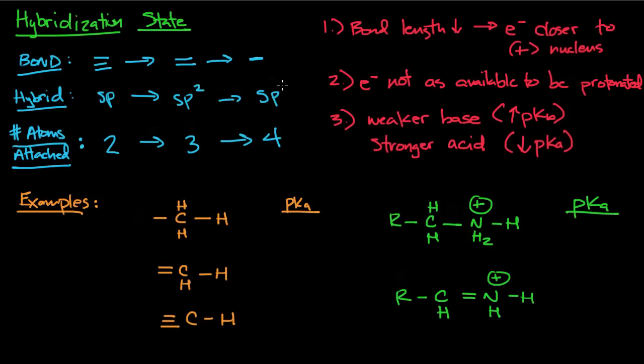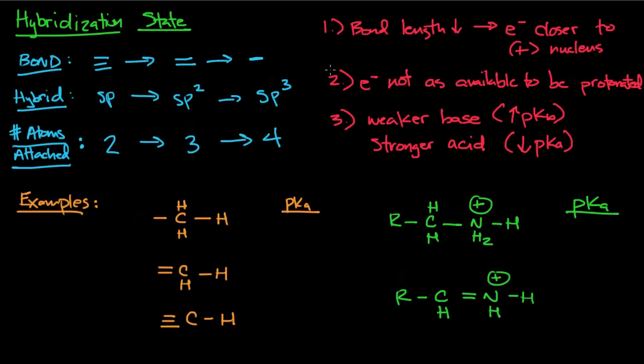Now the general trend involving hybridization is that the triple bonds are the shortest, whereas the single bonds are going to be the longest. As your bond length decreases, the electrons, and when I mention electrons, I mean the electrons that could possibly get protonated or the ones that are holding that acidic proton, are held closer to the nucleus. If they're held closer to the nucleus, they're going to be stabilized by the positively charged nucleus, and they won't be as available to be protonated. That's point number 2.